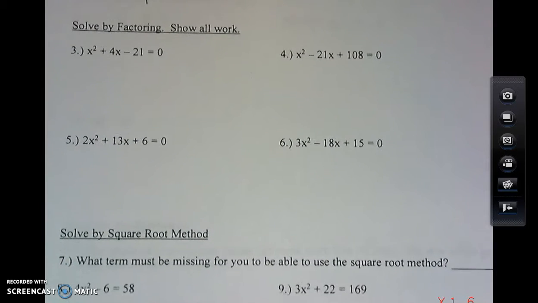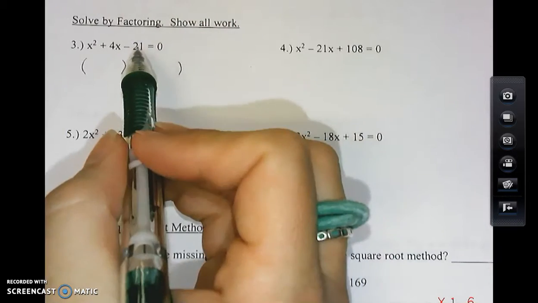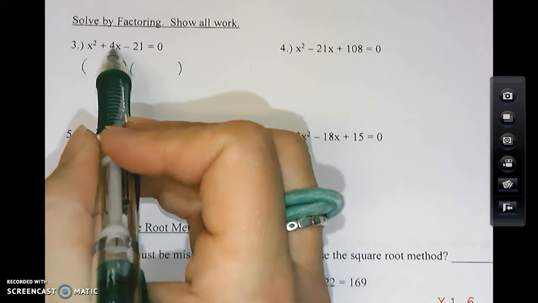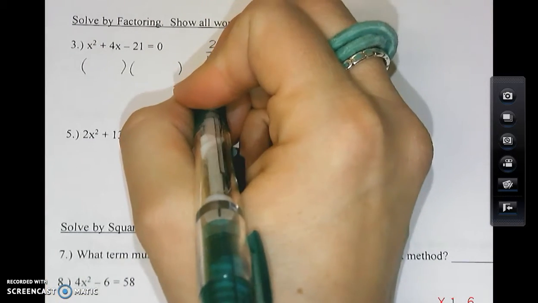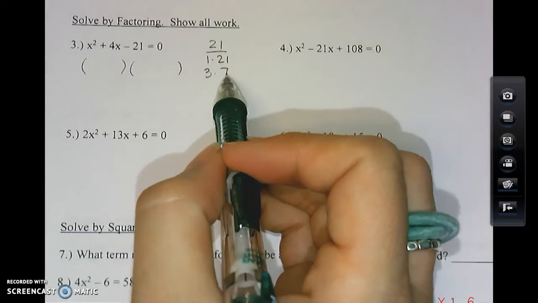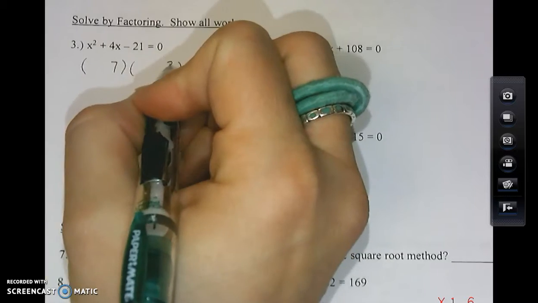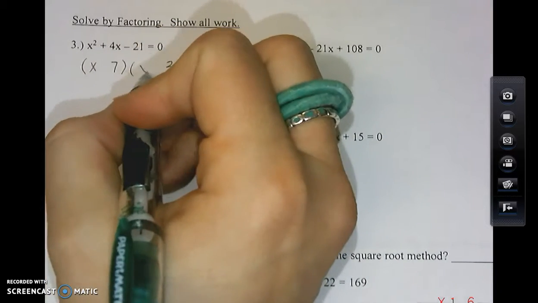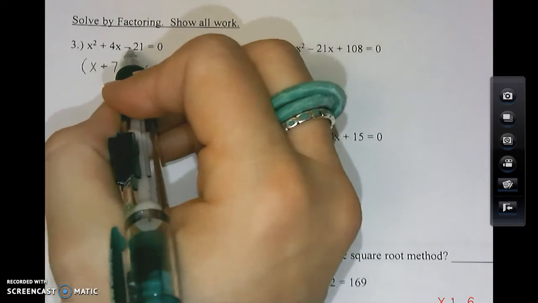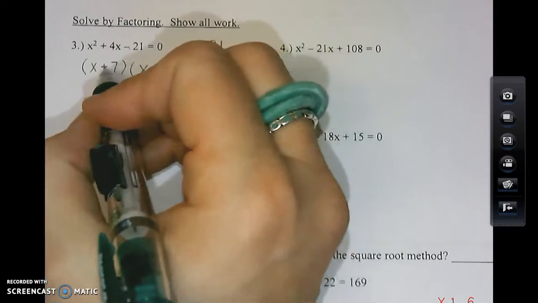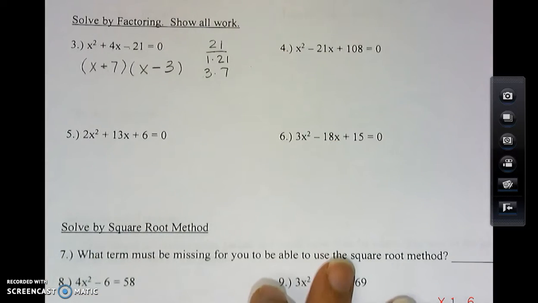The next section, solve by factoring. Remember, to factor, we just open up two sets of parentheses, and we're looking at factors of 21 that subtract to give you 4. Factors of 21: we have 1 and 21, 3 and 7. So 7 minus 3 is going to give me that 4. The bigger number goes first. We have x and x. Remember, the first sign comes straight down, so that's plus. This sign is a minus, so these have to be different signs. Since that's plus, then this has to be minus. Okay, so that's factored.